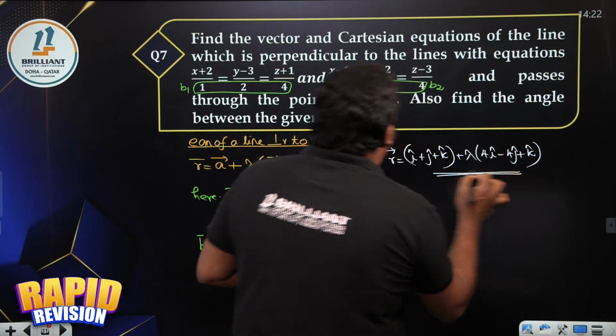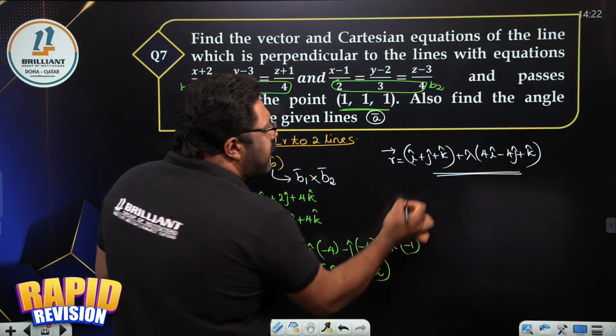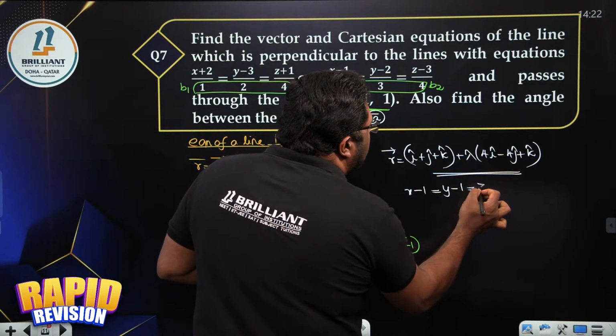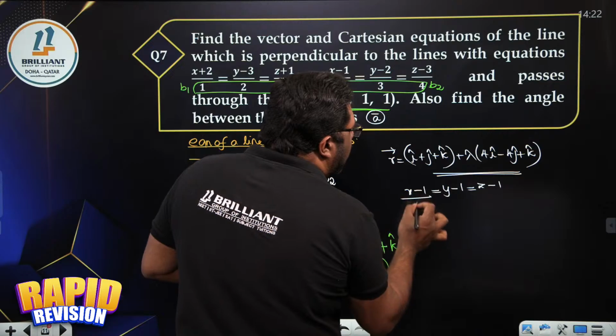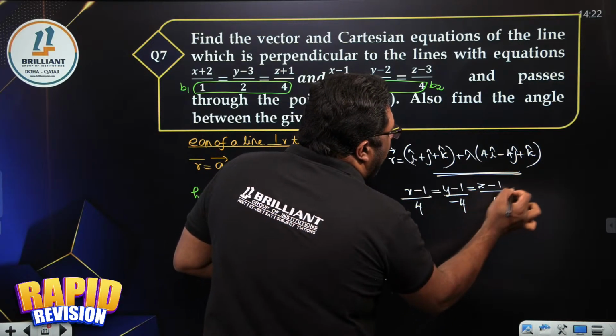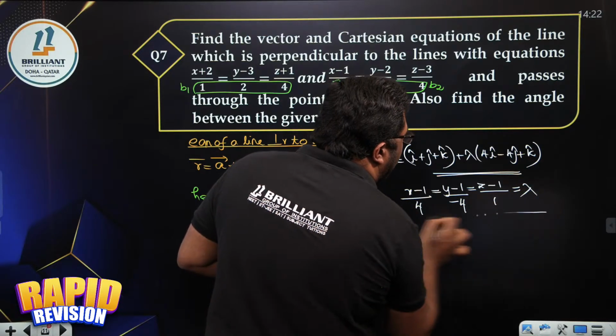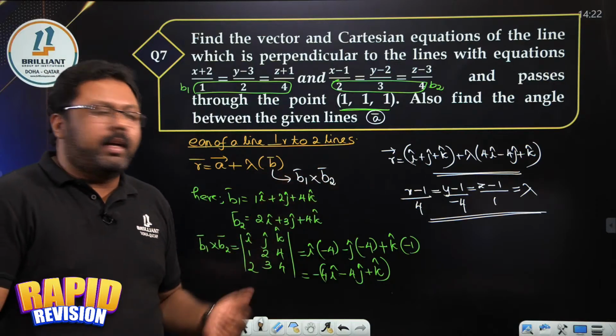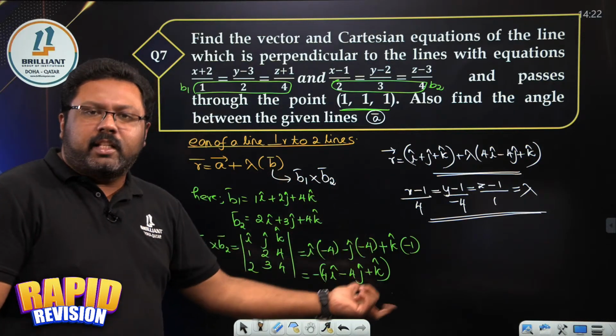And they're also asking you to write the Cartesian form. So it's going to be x minus 1, y minus 1, z minus 1, over direction ratios 4, minus 4 and 1, equal to lambda. This is the Cartesian form of the straight line. 5 marks question, my dear students. It looks so simple, but it's 5 marks.